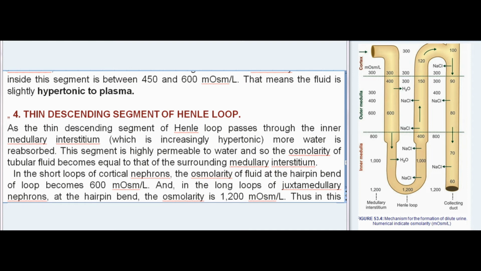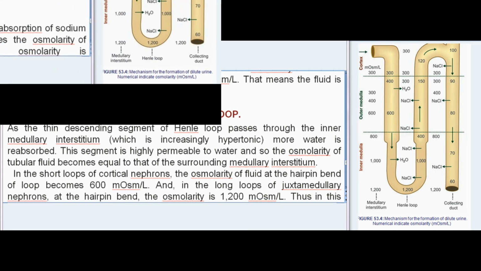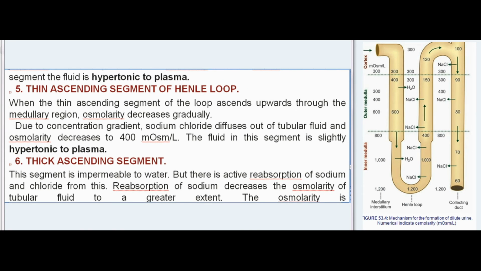4. Thin descending segment of Henle loop. As the thin descending segment of Henle loop passes through the inner medullary interstitium, which is increasingly hypertonic, more water is reabsorbed. This segment is highly permeable to water and so the osmolarity of tubular fluid becomes equal to that of the surrounding medullary interstitium. In the short loops of cortical nephrons, the osmolarity of fluid at the hairpin bend of loop becomes 600 mOsm/L. And, in the long loops of juxtamedullary nephrons, at the hairpin bend, the osmolarity is 1200 mOsm/L. Thus in this segment the fluid is hypertonic to plasma.